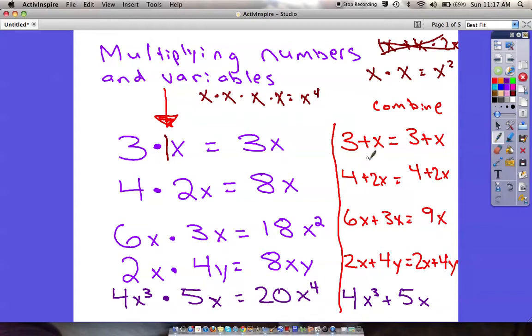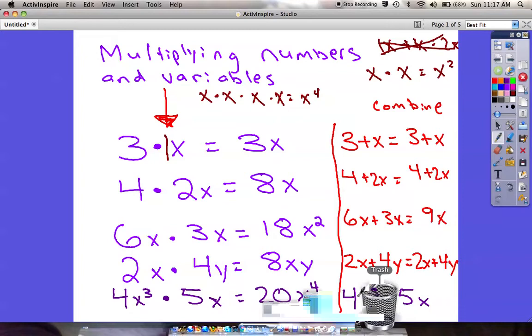Now, over here in this column, I just showed you what these problems would look like if we were combining them together. And if you notice, most of them we couldn't combine together. Remember, we can't combine 3 plus x. We can't combine those together. We can't combine 4 plus x. We can't combine 2x and 4y. We haven't been able to do that.